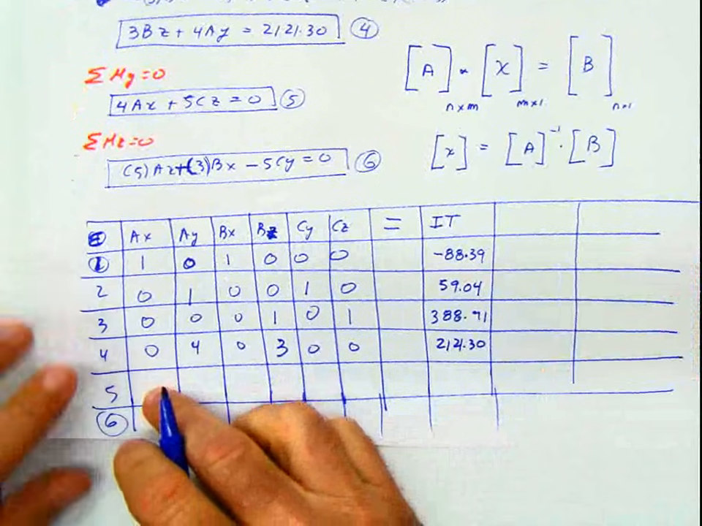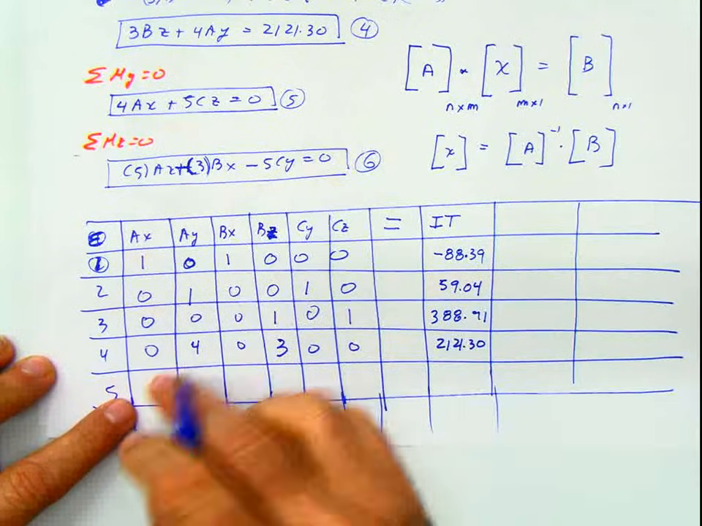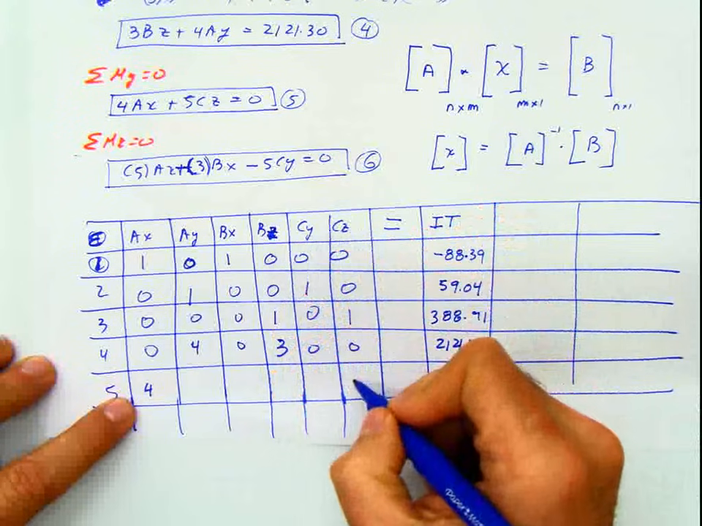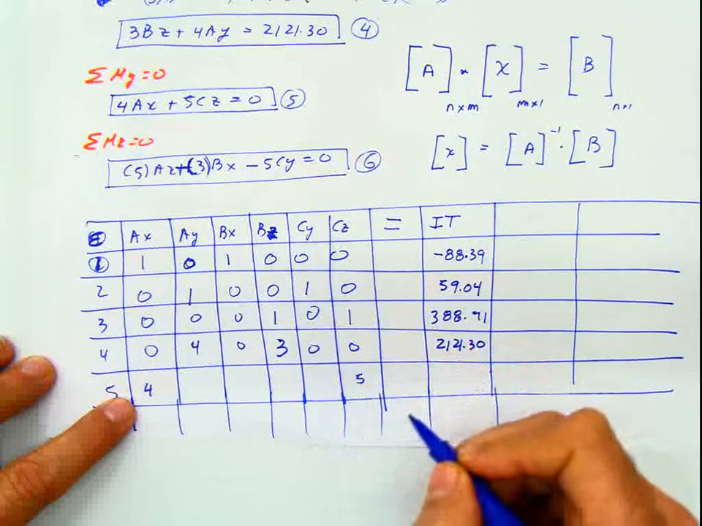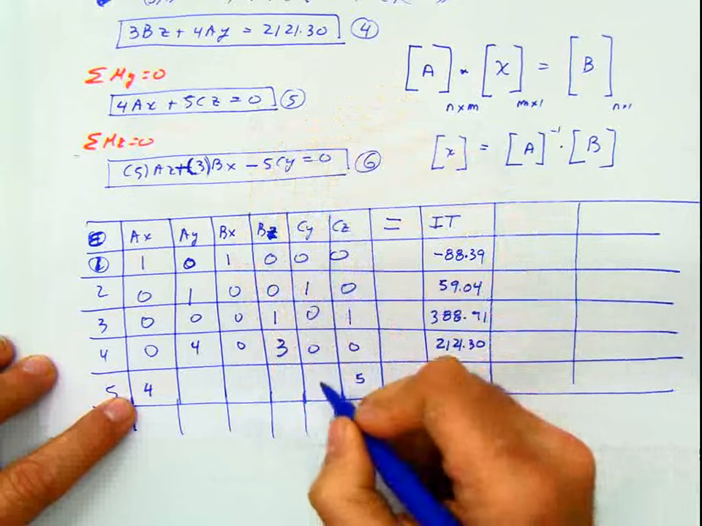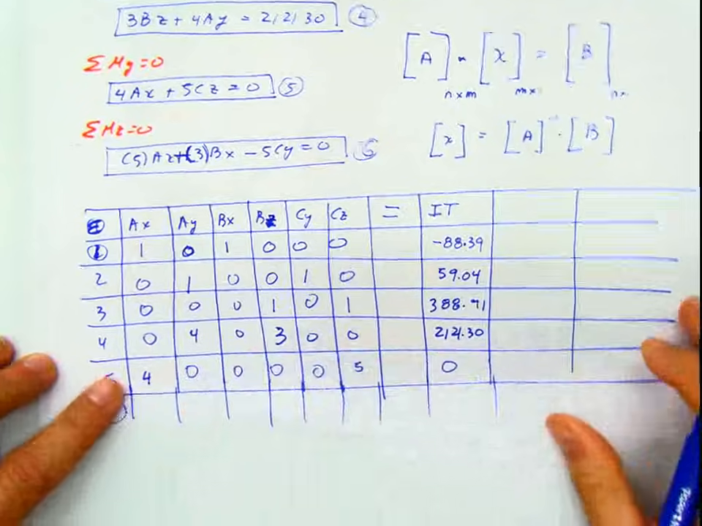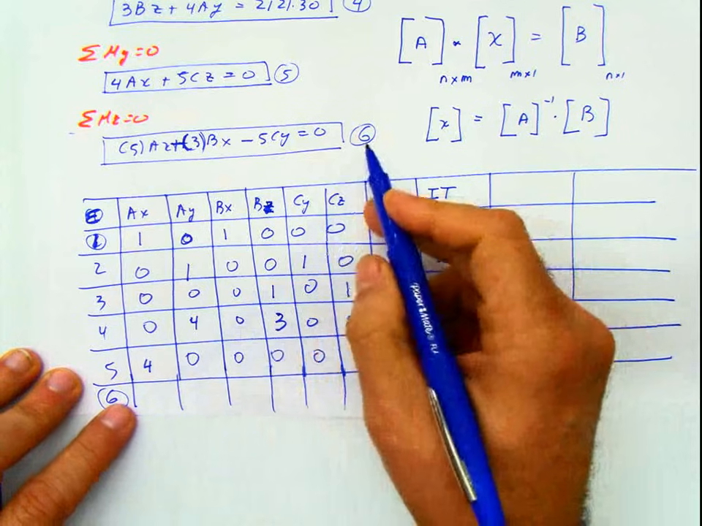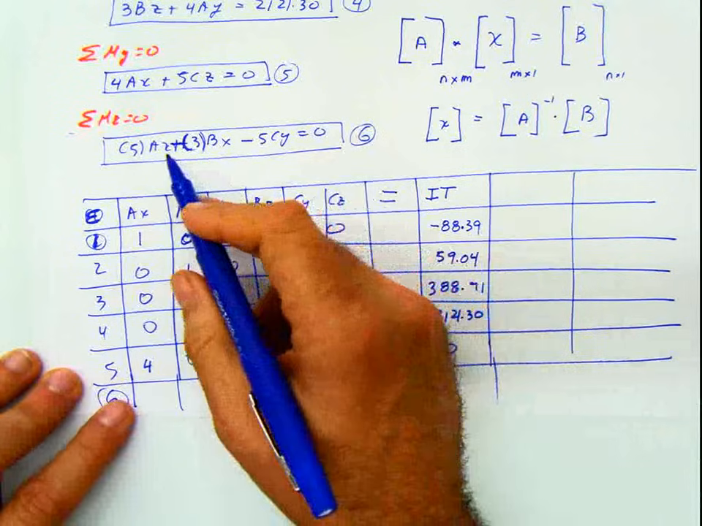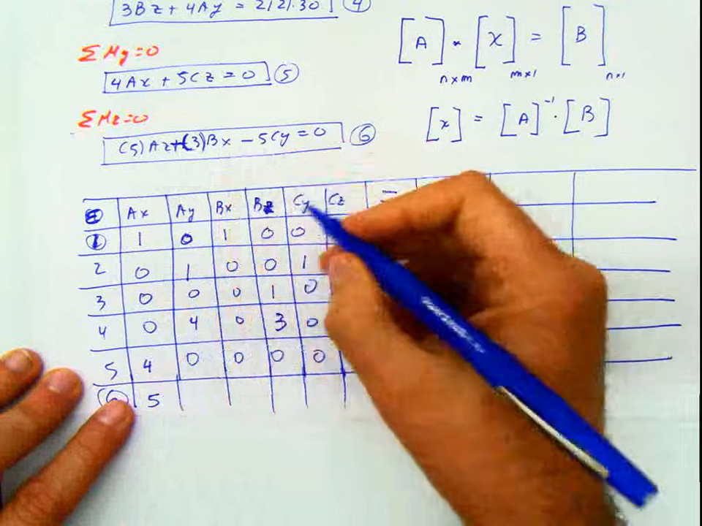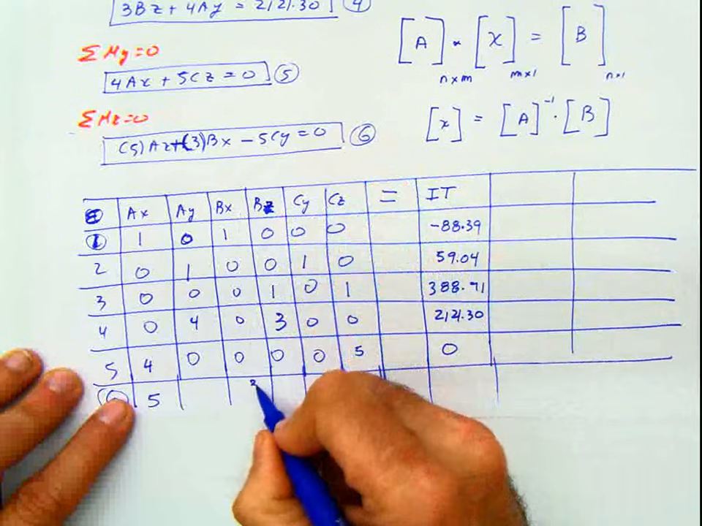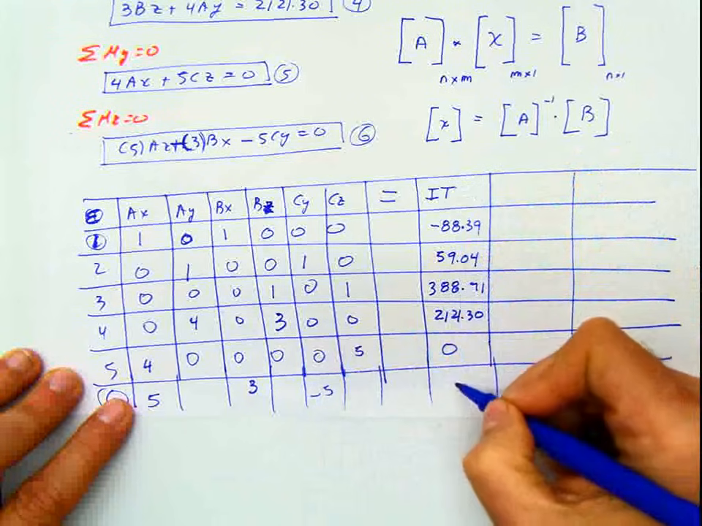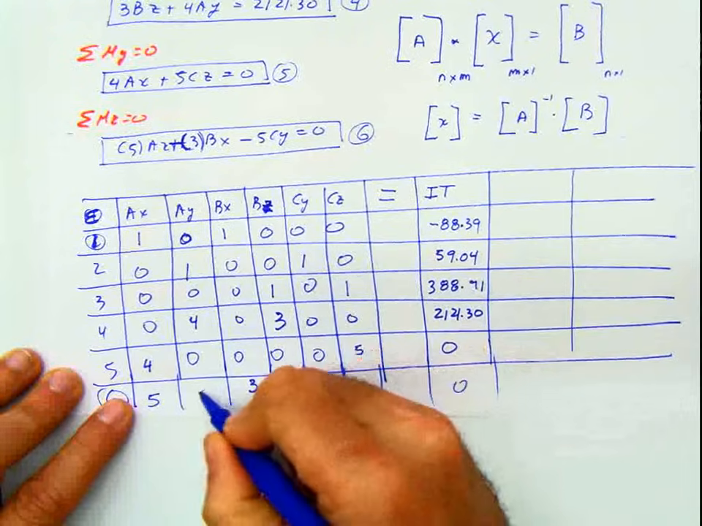And the number 5 is this one. AX is 4, CZ is 5, independent term is 0, and all the rest of the coefficients are 0 also. And now, my sixth equation, which is this one, I have AX is 5, BX here is 3, CY here is negative 5, independent term here 0, and the rest of the coefficients are 0.